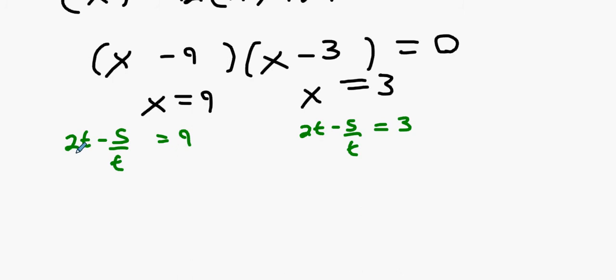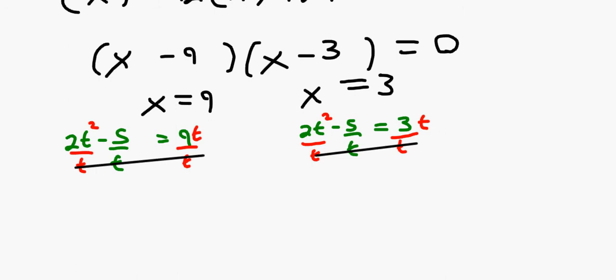What's the common denominator? So T on the bottom, T on top, T on the bottom, T on top. What happens to the T's on both sides? They cancel. And then what's left? 2T squared minus 9T minus 5 equals 0. And then for the other one, Chaddy?